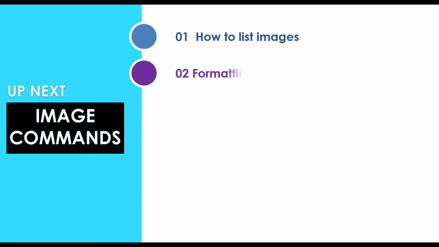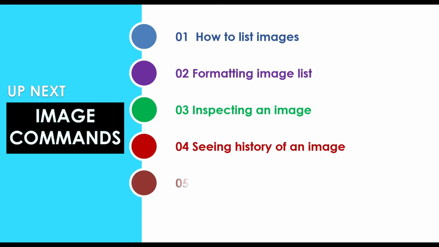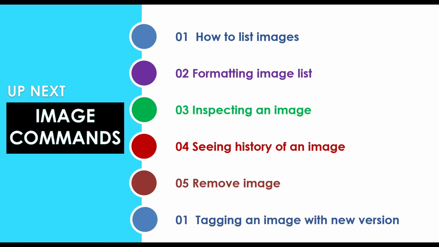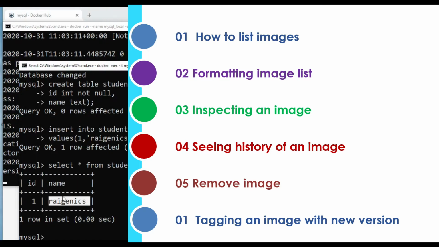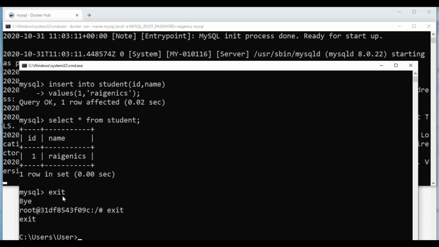Now let's see most of the commands related to Docker images. Here we will see how to list an image, how to list only a few selected columns for all your images, how to inspect it, how to see the history of the image, how to remove a particular image and multiple images at once, and finally how to modify any existing image and tag it to a new version. So let's get started. Let me exit from MySQL. Let me exit from the container as well.